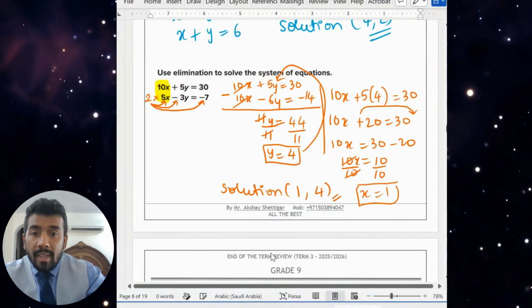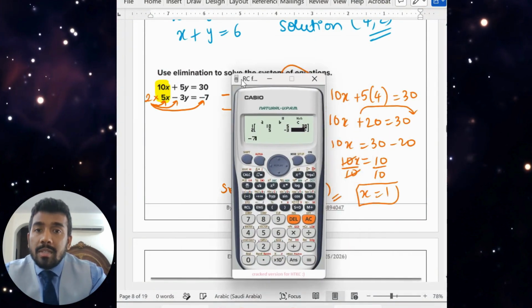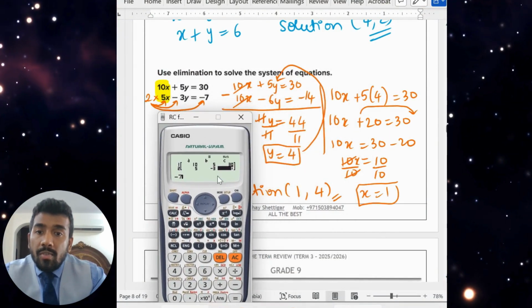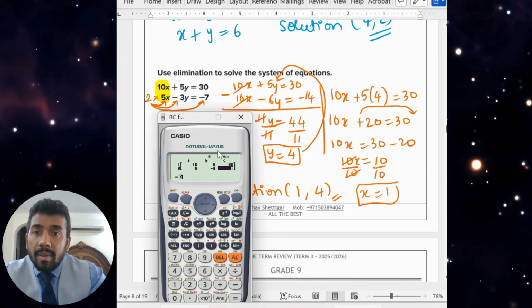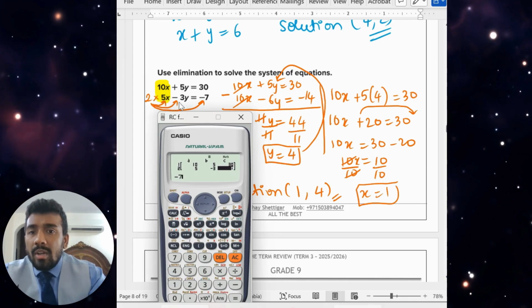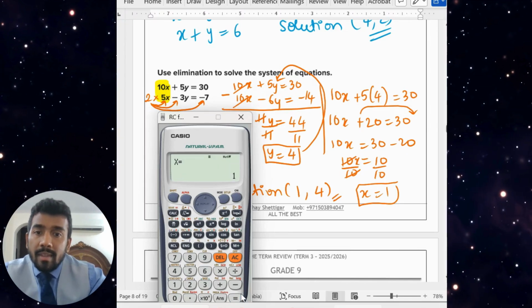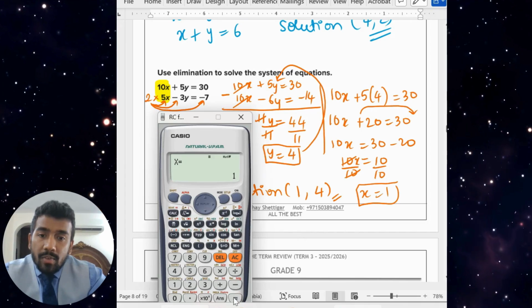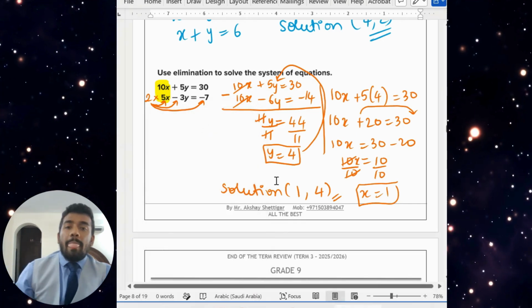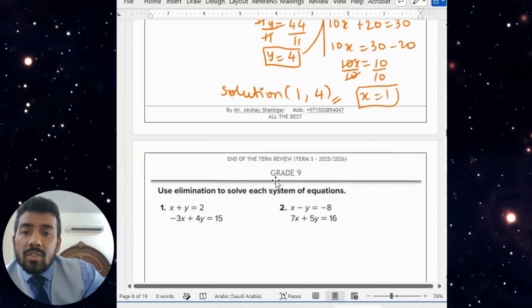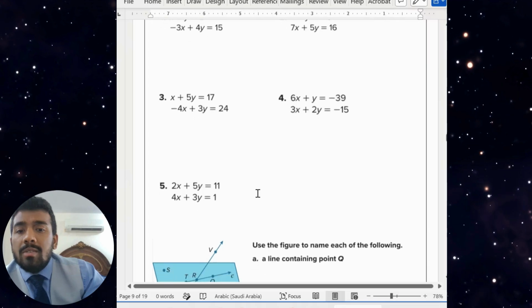Okay, so let's do it with the calculator as well. Same thing, I put all the numbers here: 10, 5, 30, 5, minus 3, minus 7. I don't have to multiply by 2, that's only for solving by hand. Click equal. What's the answer you get? You see 1 and then 4. That's how you do it. For the rest of the questions, I think the next one is also elimination. You can do it in the same way, using the calculator or solving it by hand.